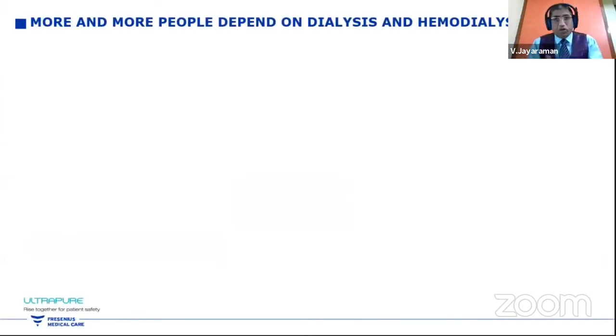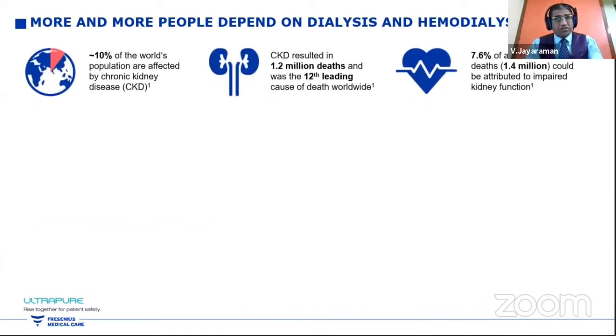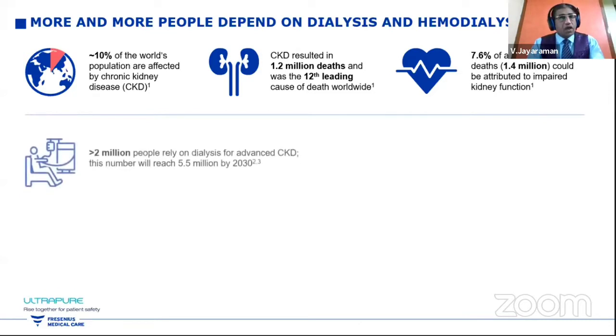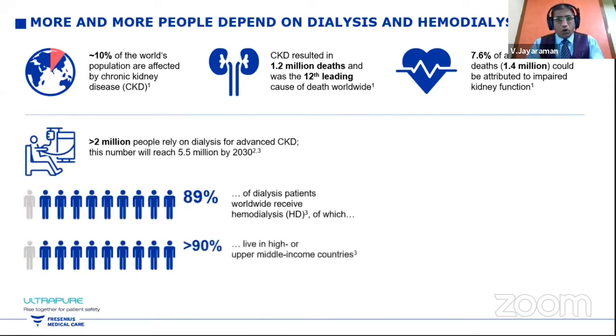More and more people depend on dialysis, and the dialysis is hemodialysis, of course. 10% of the world's population are affected by CKD. CKD results in 1.2 million deaths and was the 12th leading cause of death worldwide. 7.6%, of course, of all the cardiovascular deaths are attributed to impaired kidney function. Over 2 million people rely on dialysis because of advanced CKD. This number will probably reach 5.5 million by 2030.